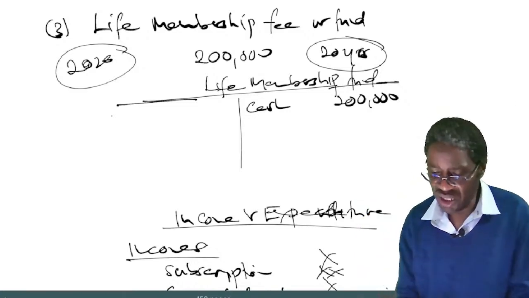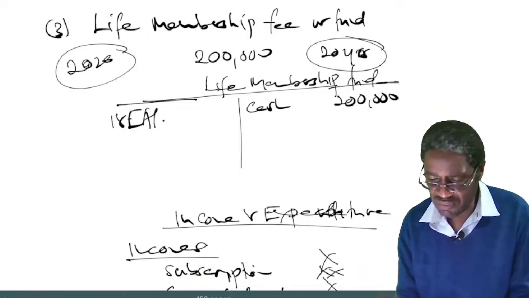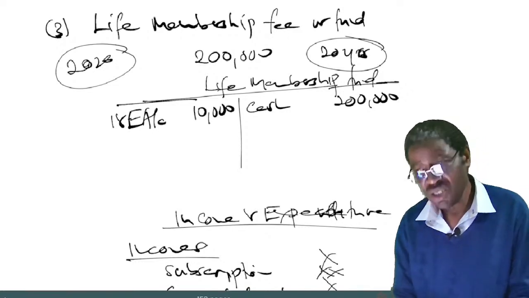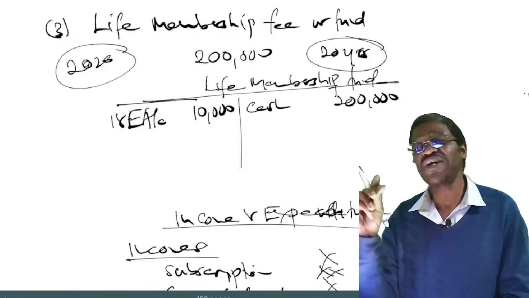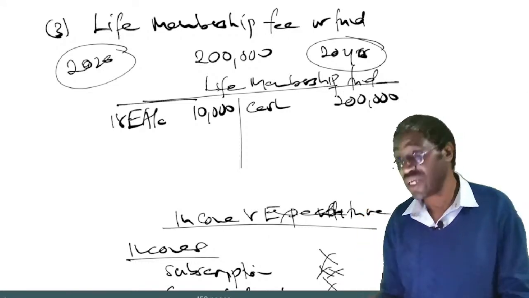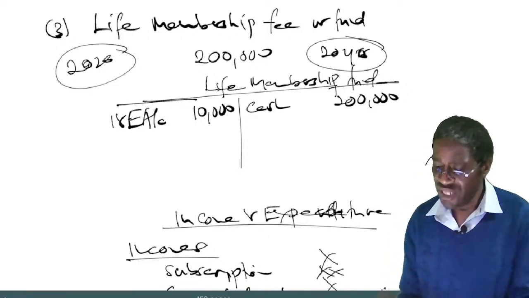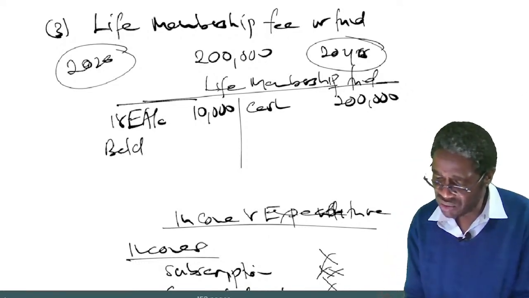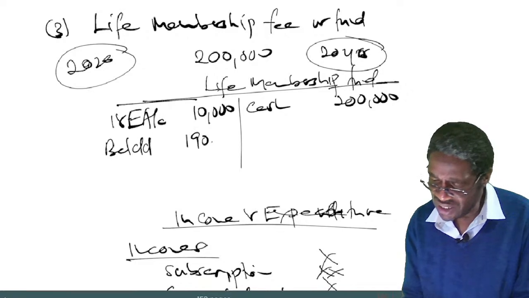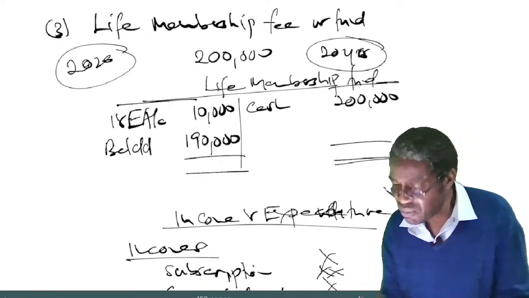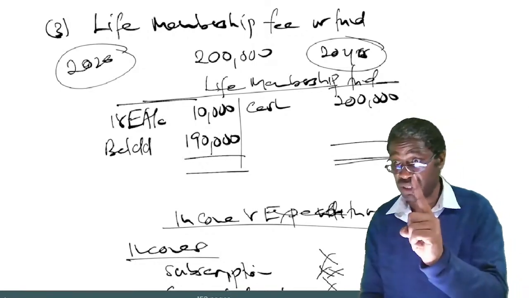So this year, to the income and expenditure account, it will be 10,000, because 200,000 divided by 20 years gives me 10,000. That is my rightful income for the year. Then the balance we are carrying down, 190,000, is what I owe as a club. We owe it to the members.